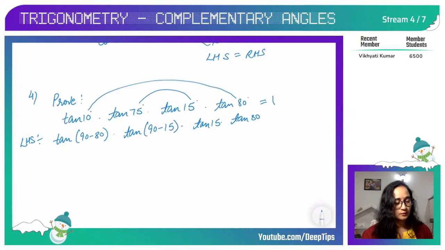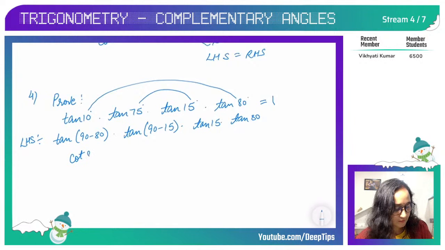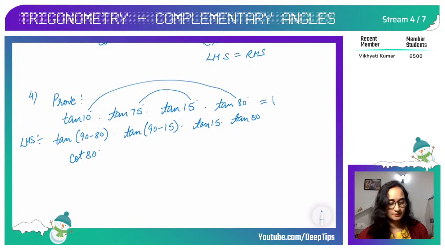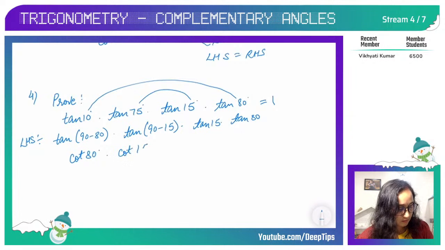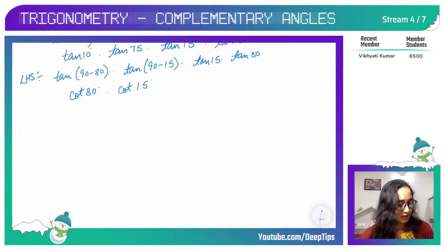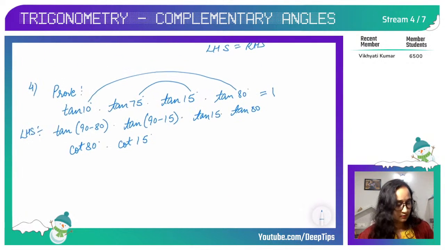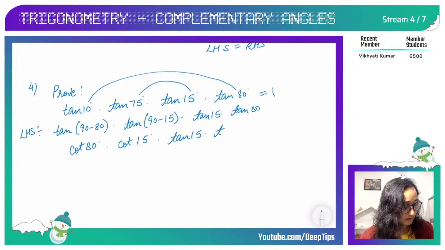So now I know this becomes my tan 90 minus theta. 90 minus 80, I can write as 90 minus theta, where theta is 80. So tan 90 minus theta is cot 80 degrees, correct? And tan 90 minus 15 becomes cot 15 degrees. And tan 15 and tan 80 stay the same.